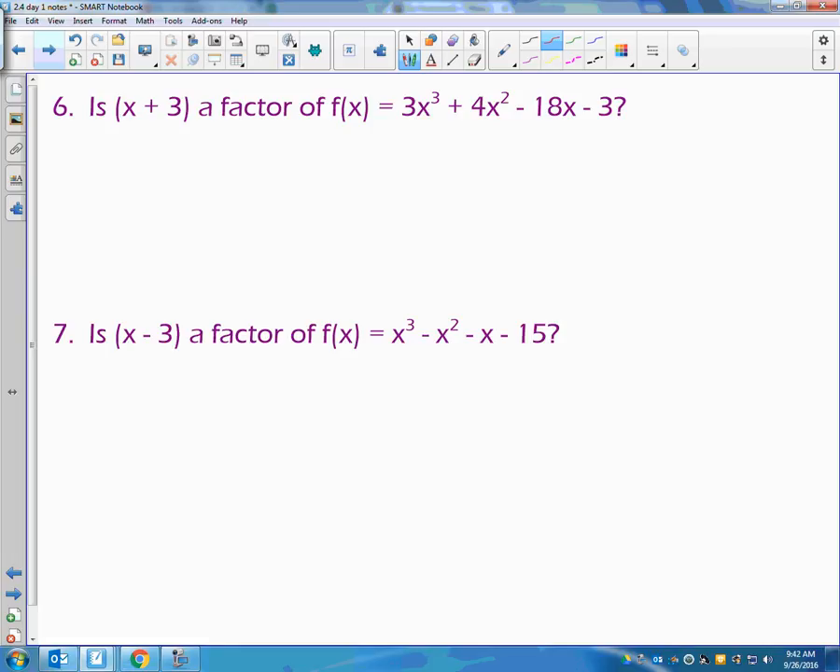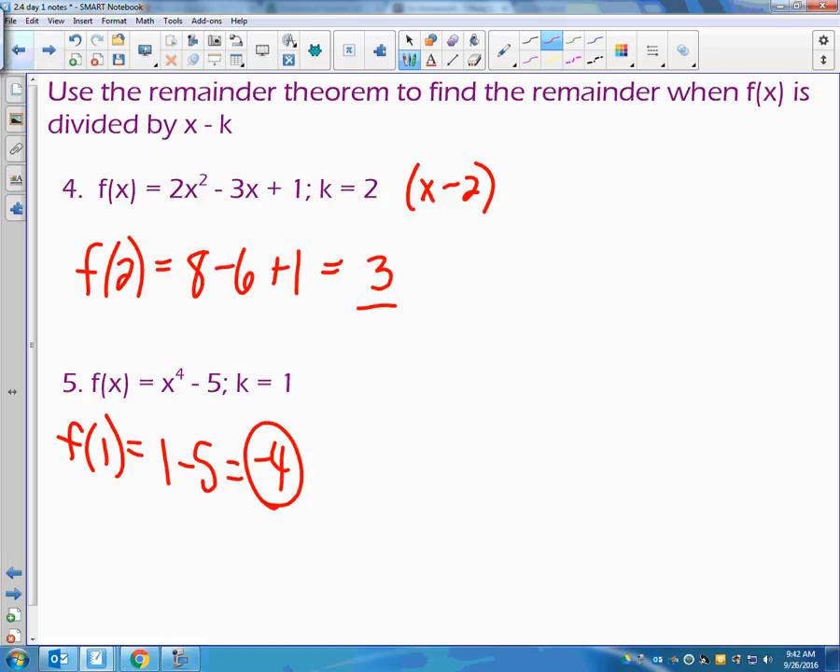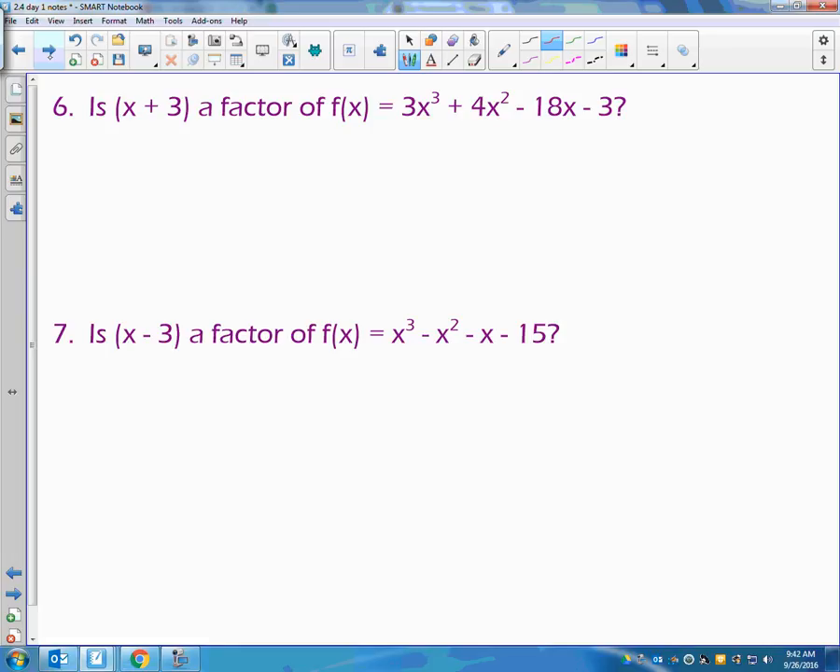So, what if they ask you, is it a factor? Instead of giving you the k value, they give you the factor. Could you do division to see if it's a factor? Yes. Is there a faster way? Probably. What could I plug in there? -3. So, the big difference between these two examples is on these two, they give you the k value. But if they give you the factor, you always have to do the opposite sign of what's there. So you can plug in -3 here, and if you get 0, that means there's no remainder, it means it is a factor.